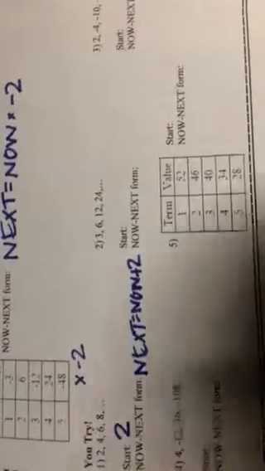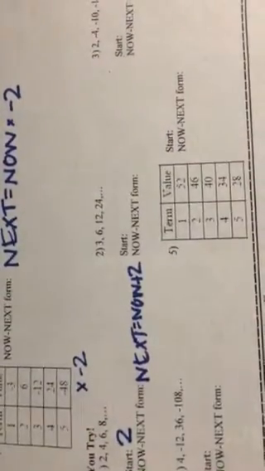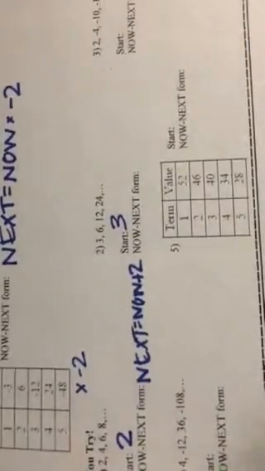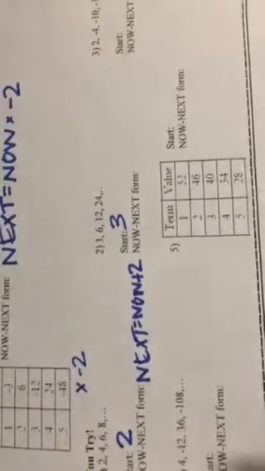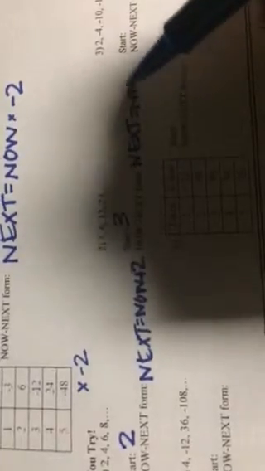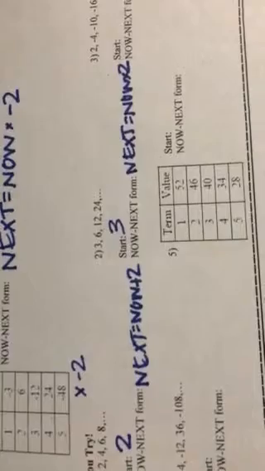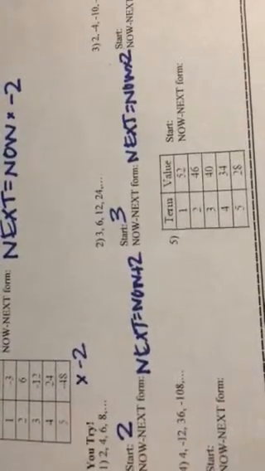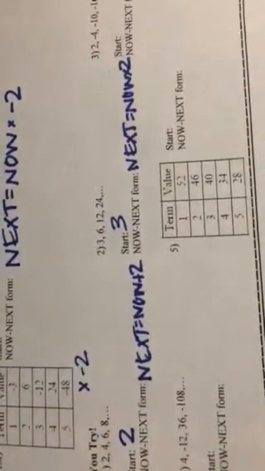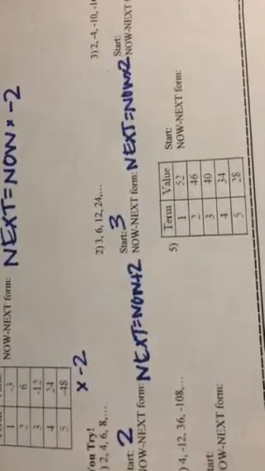In your next example, you have 3, 6, 12, and 24. We're starting off at 3, and of course we're multiplying by 2 every time to get to the next term. So that means your next term equals your now term times 2. So whatever term comes next, you're taking what you have now and you're multiplying it by 2.